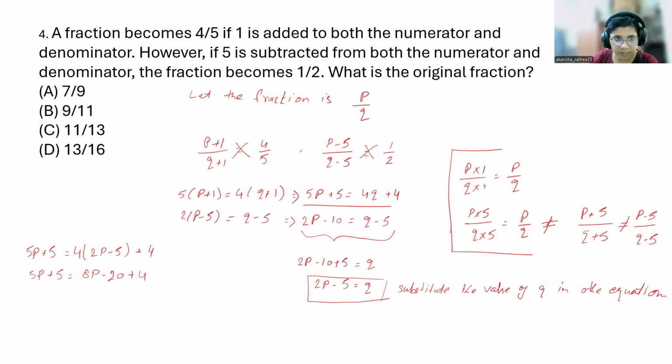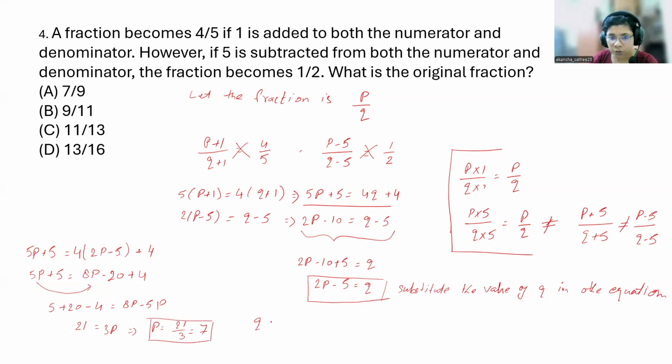Right? So just take this 5p to this side and these numbers to this side. So you will have plus 5 plus 20 minus 4 is equal to 8p minus 5p. So 5 and 20 is 25, minus 4 is 21, is equal to 8 minus 5, which is 3p. So from here you will have p is equal to 21 upon 3, that is equal to 7. So p is equal to 7.